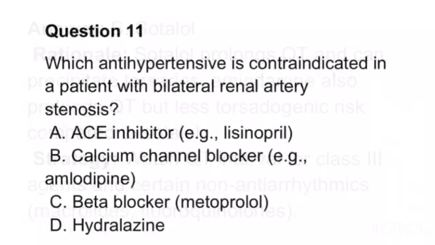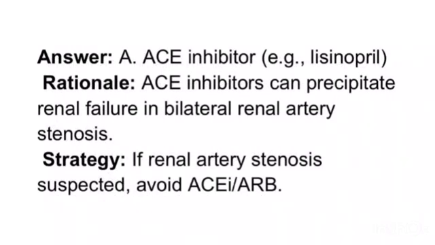Question 11. Which antihypertensive is contraindicated in a patient with bilateral renal artery stenosis? A. ACE inhibitor, e.g., lisinopril. B. Calcium channel blocker, e.g., amlodipine. C. Beta blocker, metoprolol. D. Hydralazine. Answer: A. ACE inhibitor, e.g., lisinopril.